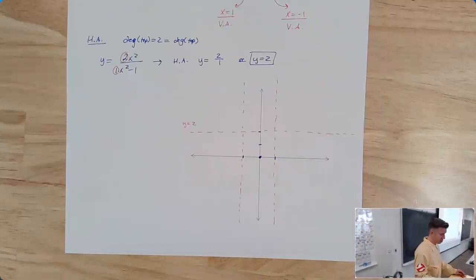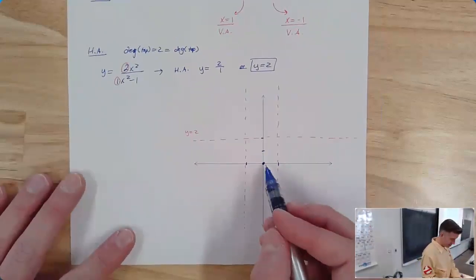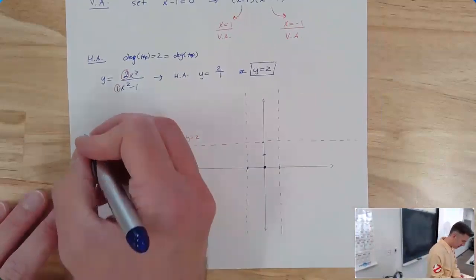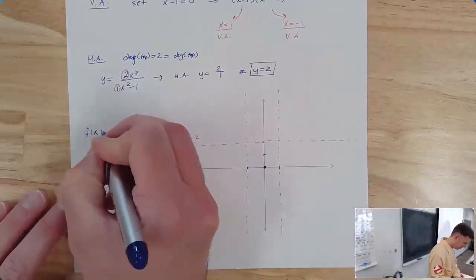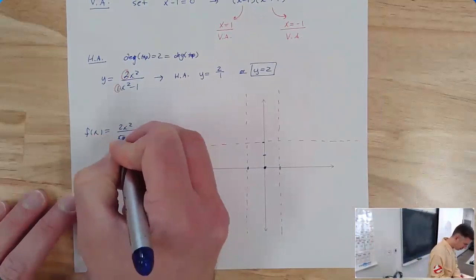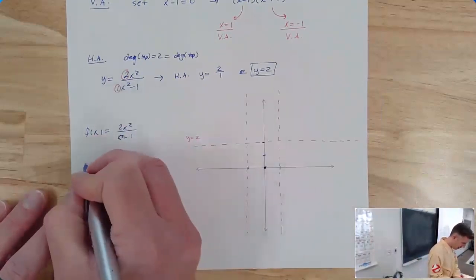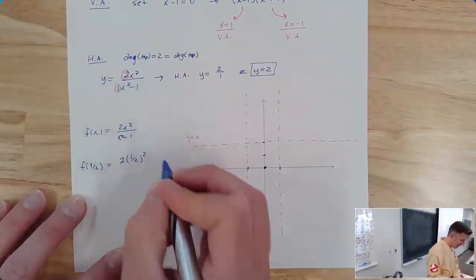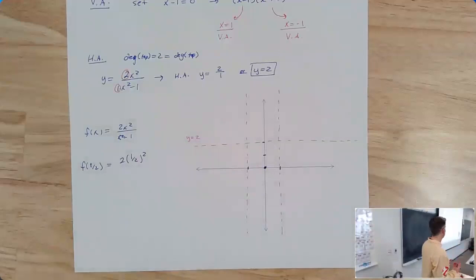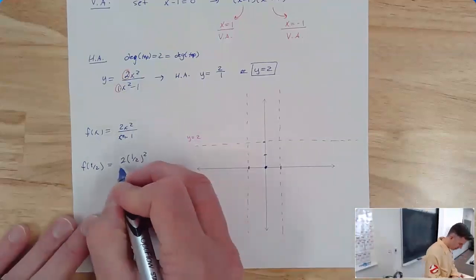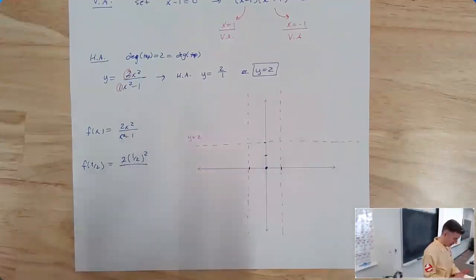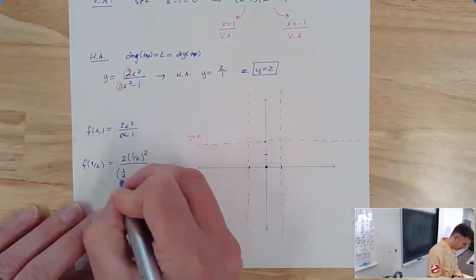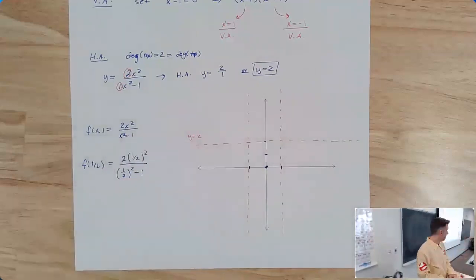So what I'm going to do is check another point. I'm going to plug in something between 0 and 1, like 1/2. So if I look at my function, f of x equal to 2x squared over x squared minus 1, and I plug in 1/2, f of 1/2 is going to be 2 times 1/2 squared. Again, I'm not really looking for the value so much as whether it's positive or negative. I just want to know if this thing goes up or down. So I plug in positive 1/2, and I get 1/2 squared minus 1. The top is for sure positive. It's 2 times a fourth.